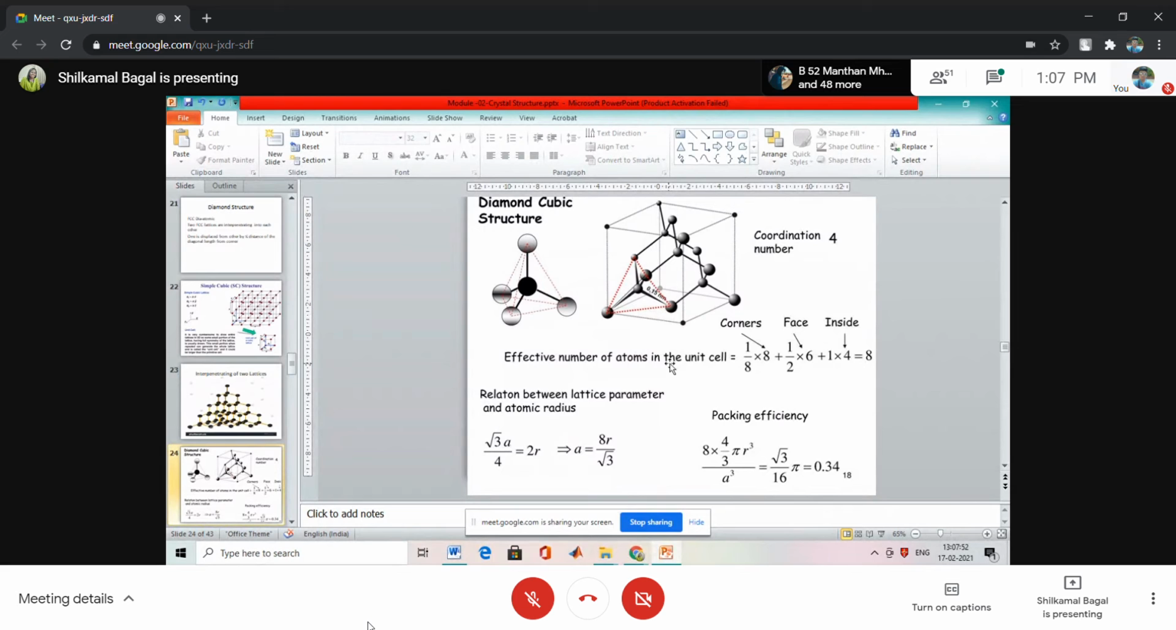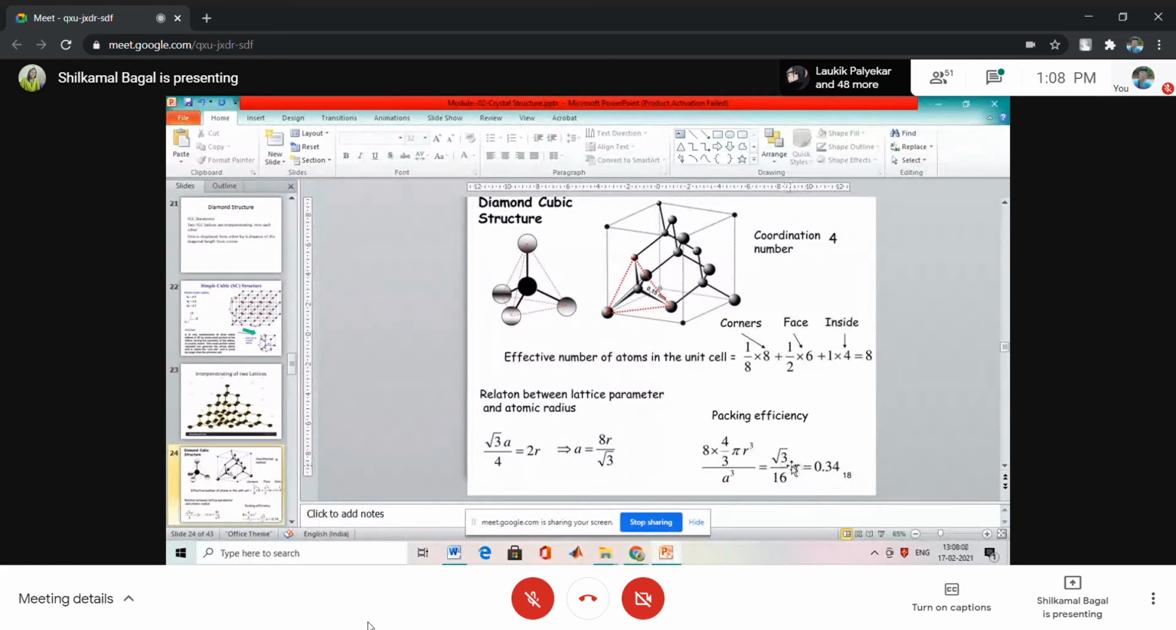So there may be an objective question or maybe a short question. What is the reason, or why is the diamond structure hard, even if its packing efficiency is less? Meaning not too much part of the crystal is occupied by the atoms.